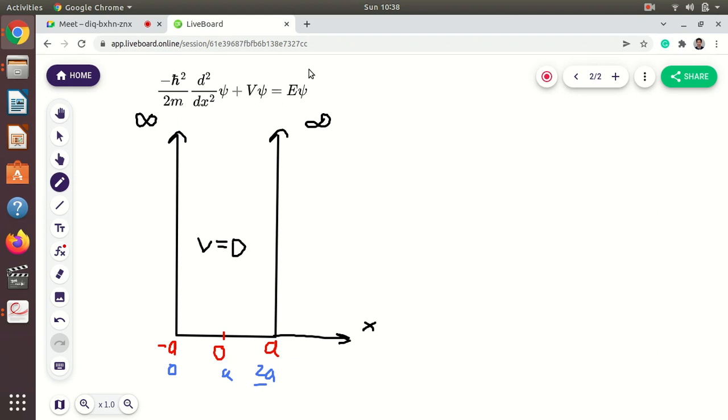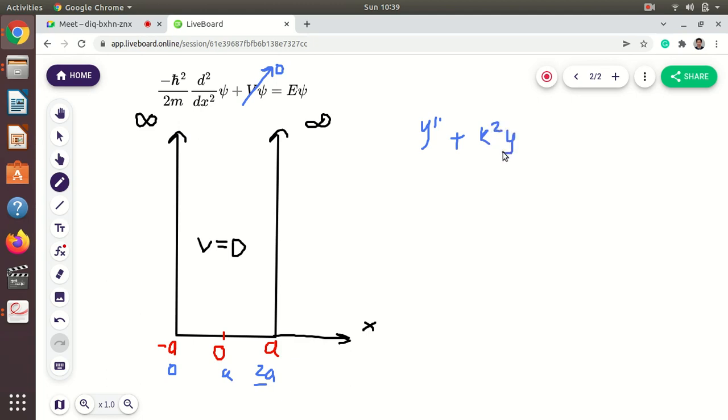So we have to find the wave function only inside the well. Inside the well the potential is equal to 0, so this part of the Schrodinger equation is equal to 0, and we don't have to worry about it. We only have to solve this equation. Now you can see this is a differential equation of second order, let's say y double dash plus k square y.